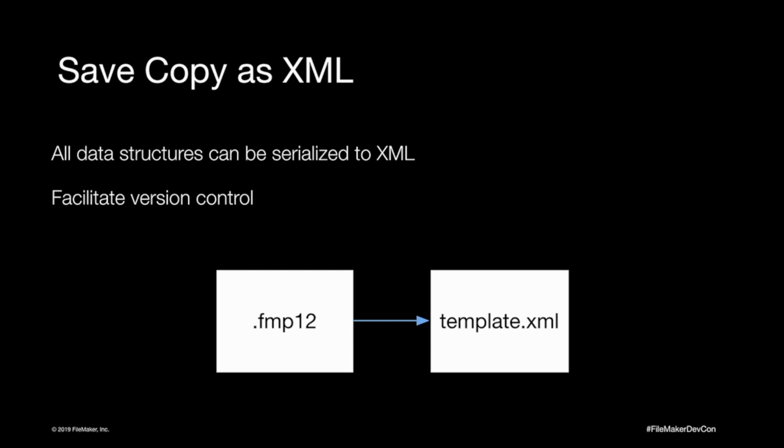And by doing so, I would encourage you to consider this XML like your source code. And in fact, that's why Save a Copy as XML requires full access, because it's going to output the entire intellectual property of your file. Nothing is hidden, so be careful with it.